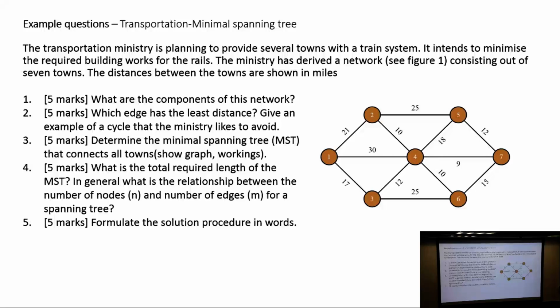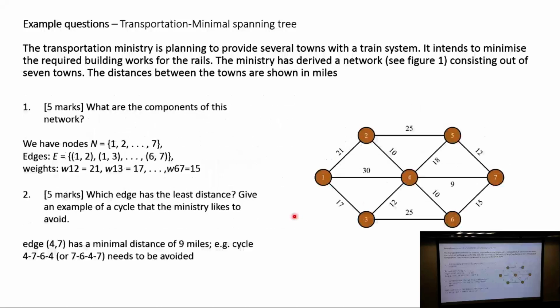So the first one is pretty simple. What are the components of the network and which edge has the least distance? This is a pretty descriptive question. And then determine the spanning tree and total required length. And so formulate the solution. Just briefly describe how you're going to do this. So this is actually a description of the algorithm. So let's try to do this one by one.